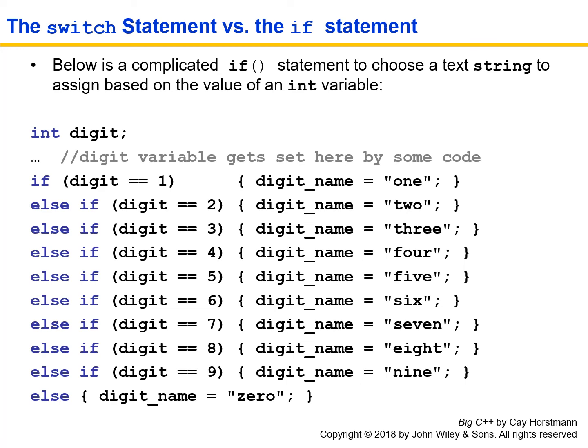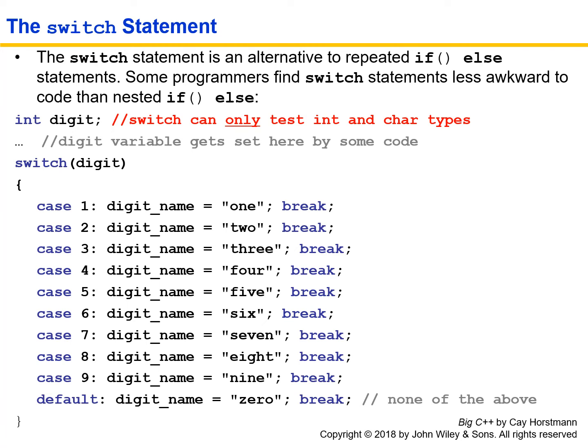There is an alternative called a switch statement. Now note first that switch can only test int and char character types. It cannot test doubles because you can't get an exact match to a double. It can't test a string because you can't get an exact match to a string. Well, you can actually get an exact match to a string, but they just don't do it. So we switch on digit, and then it looks for the case that fits that digit.